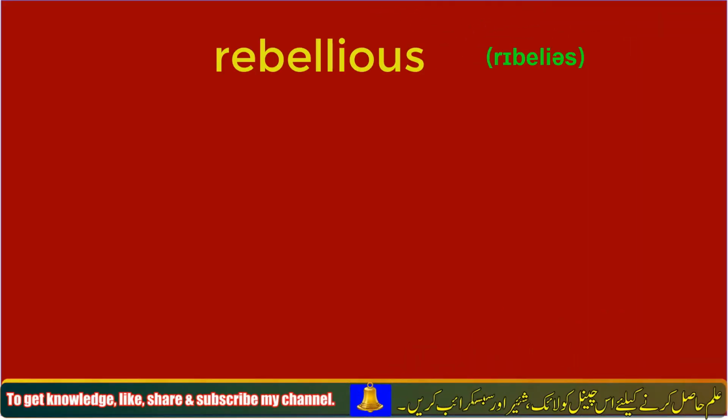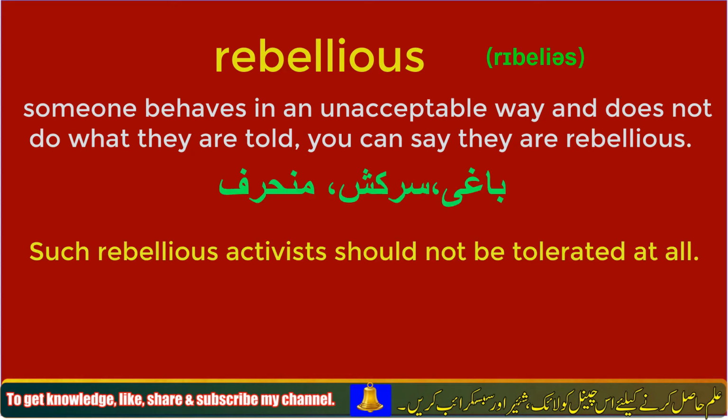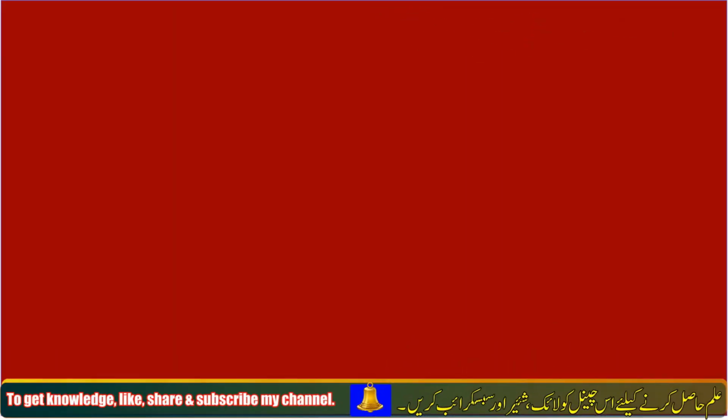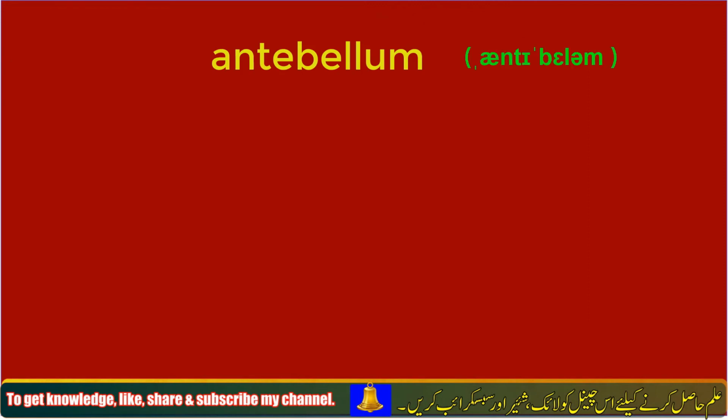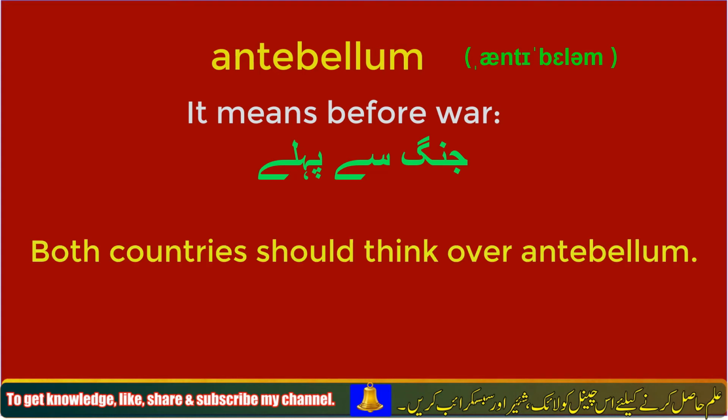Rebellious. If someone behaves in an unacceptable way and does not do what they are told, you can say they are rebellious. Such rebellious activists should not be tolerated at all. Antebellum. It means before war. Both countries should think over antebellum.